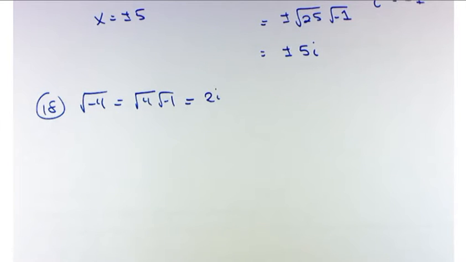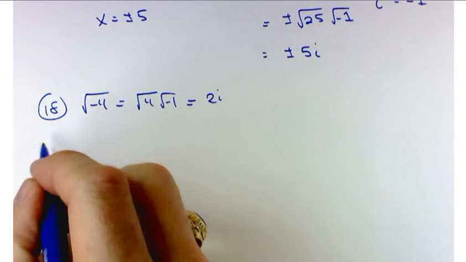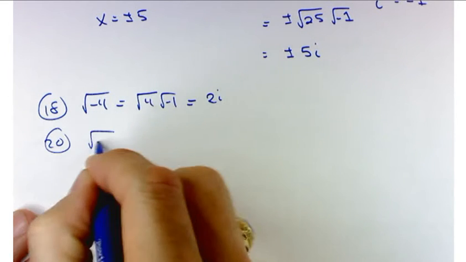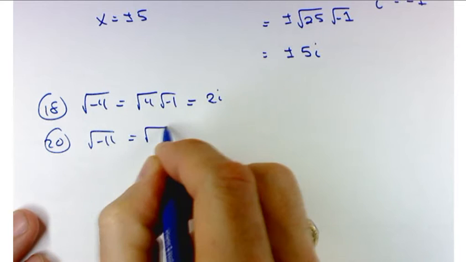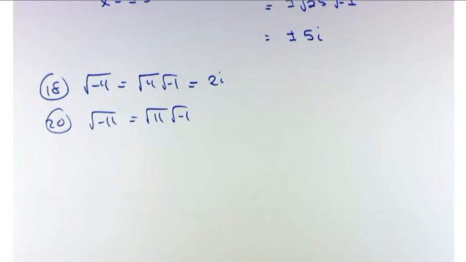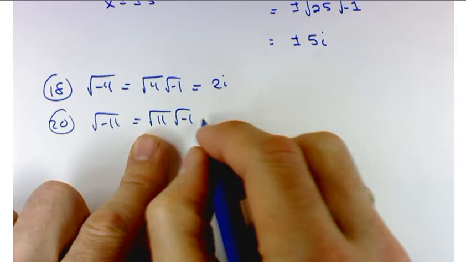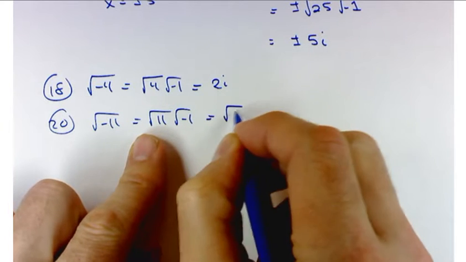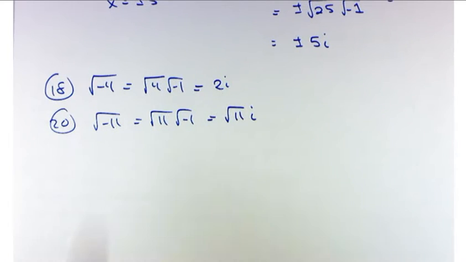We can and should do a similar thing with problem number 20. Square root of -11. Now I'm going to write this two different ways, but at first glance, when you start simplifying this, well, square root of 11 doesn't simplify. That's okay. You can simplify and should simplify the square root of -1. It becomes i.